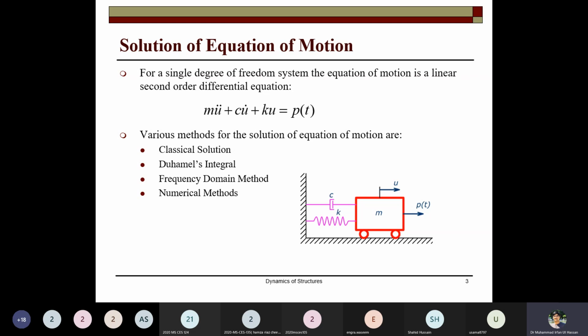Now the point is that we are not going into the detail of the solution of the equation.